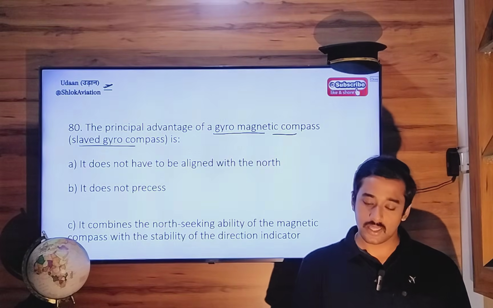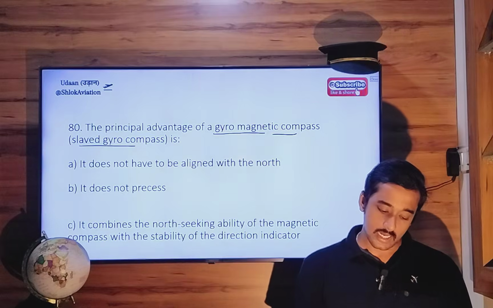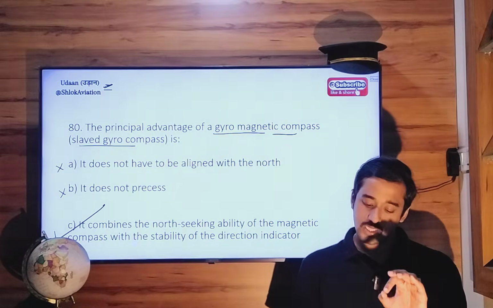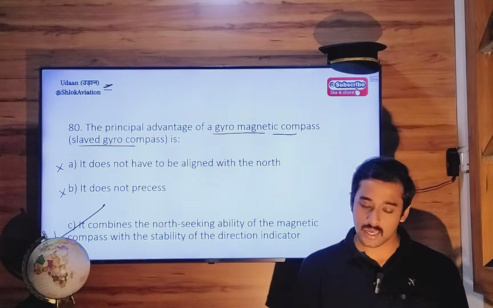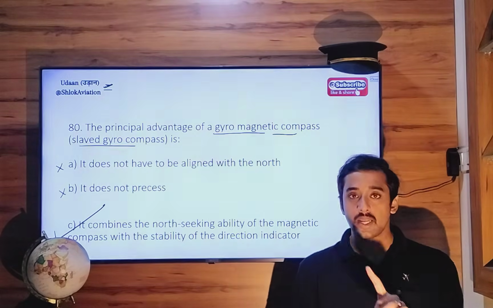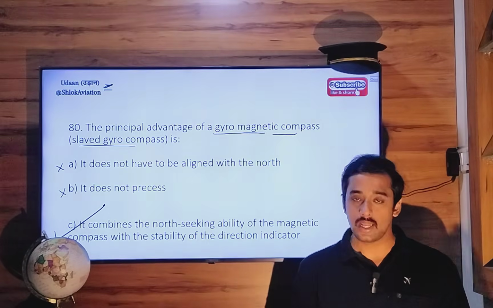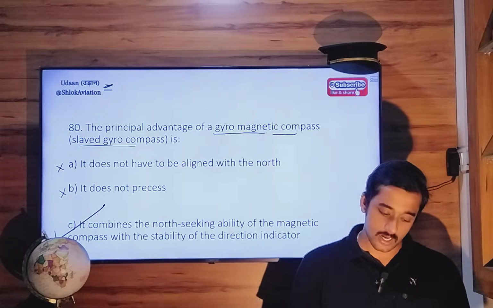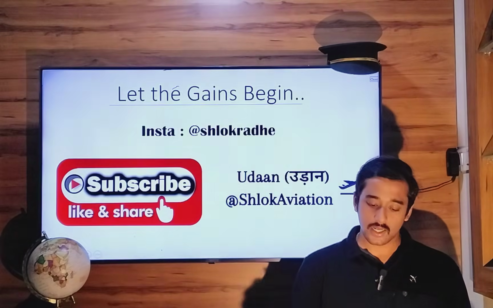Last, the principal advantage of a gyromagnetic compass, slaved gyro compass, is that it does not have to be aligned with the north. It has to be. It does not recess. It does. So correct option is option Charlie. It combines the north-seeking ability of a normal magnetic compass with the stability provided by DGI, directional indicator. So that is the principal advantage. So option Charlie.